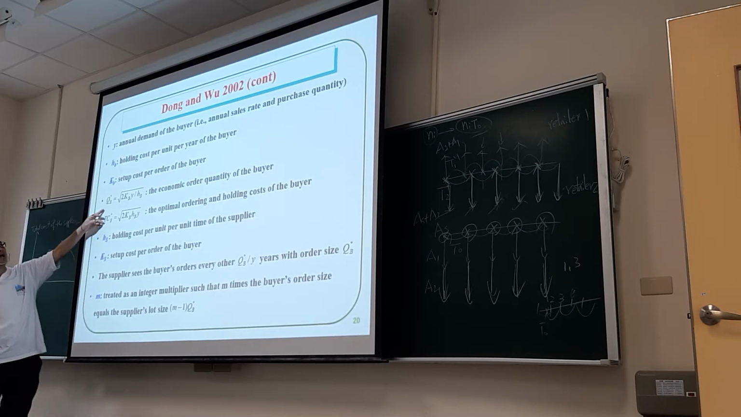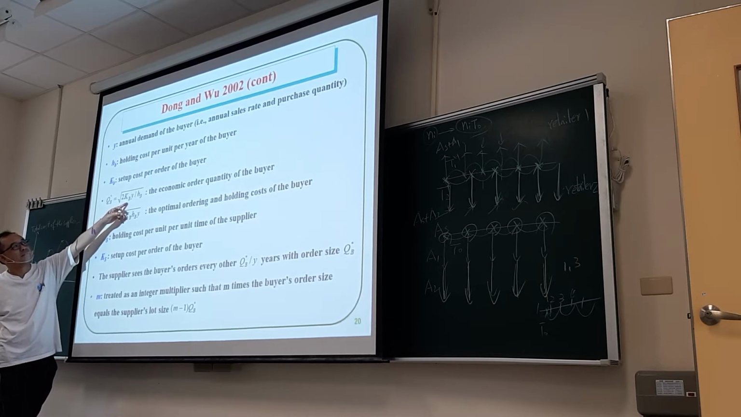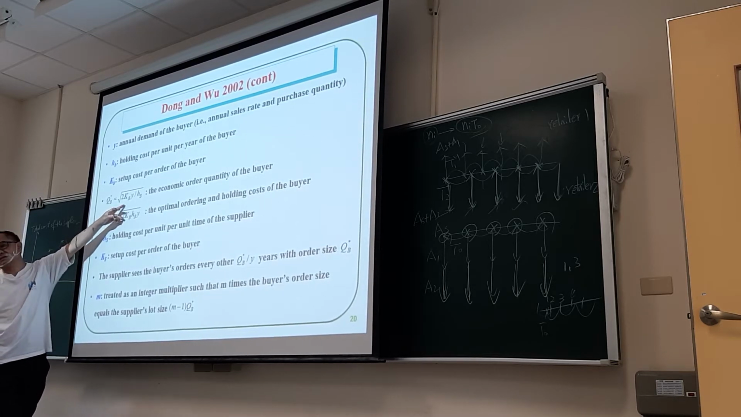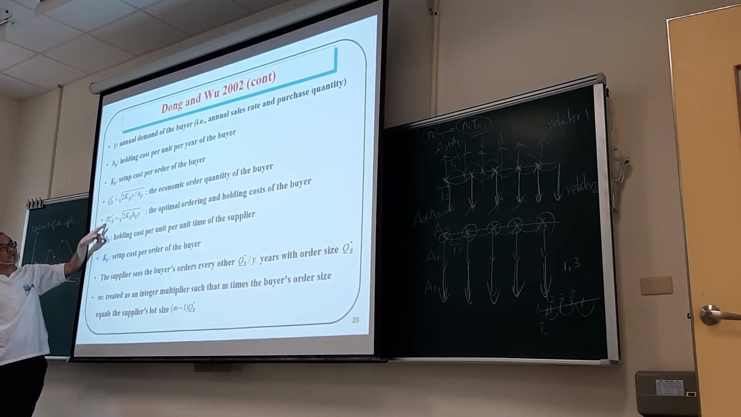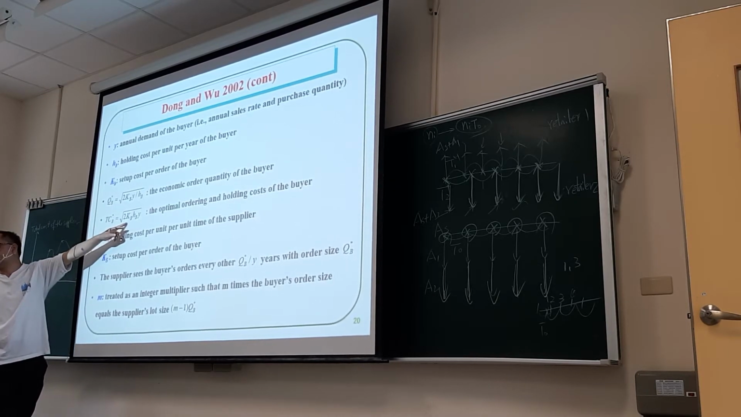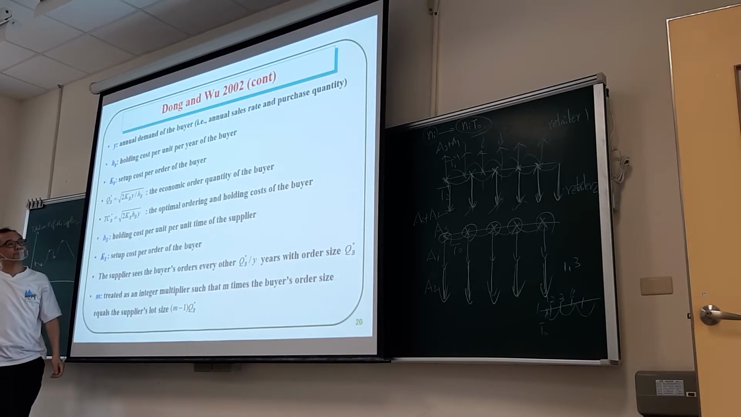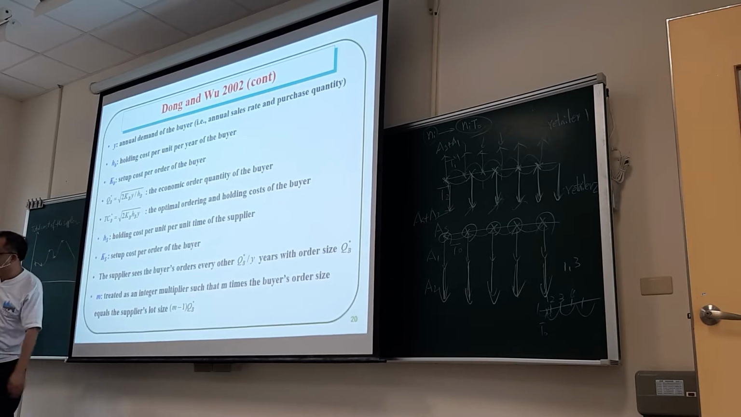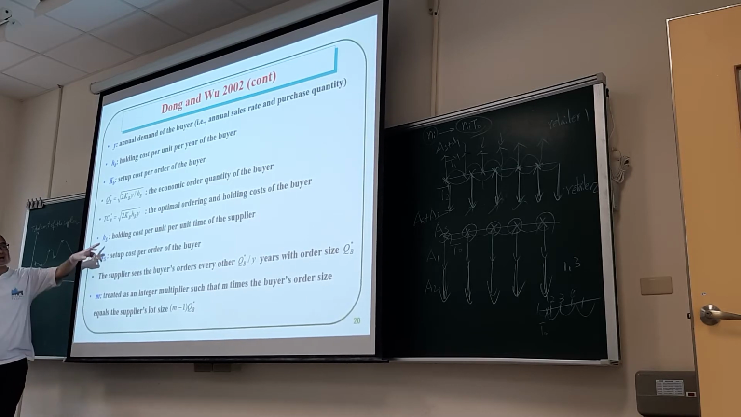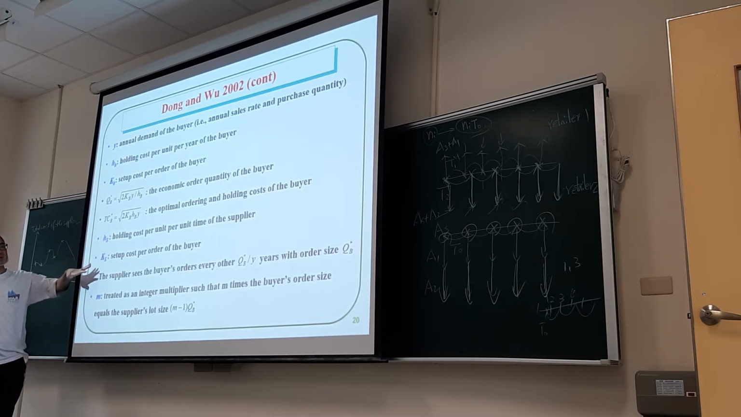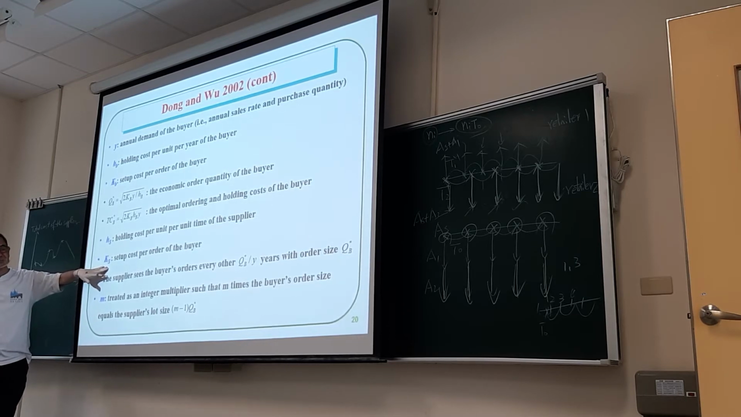And QP star, determined by the buyer, is optimal based on the EOQ model. Total cost is also based on the EOQ model of the buyer, before integration, or before VMI. And the holding cost for the supplier is HS, and the setup cost for the supplier is KS.